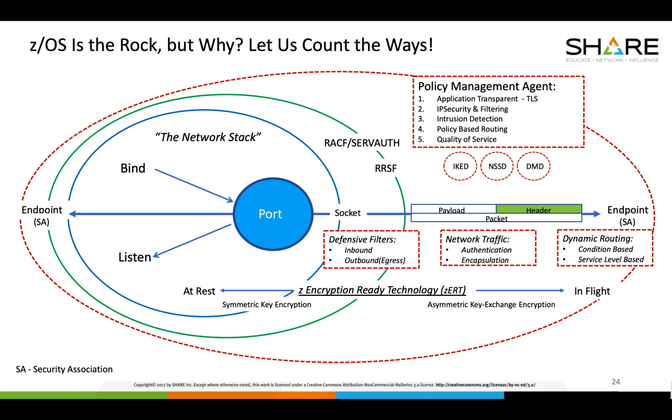They can take our packets and authenticate them. They can encapsulate them so that they are secure, perhaps in a virtual private network, a VPN, as they traverse the network to a specific endpoint. And they can also provide dynamic routing to make certain that the service level agreement, again, that we agreed on up front, can be met by providing a mechanism for establishing priorities for certain network traffic.